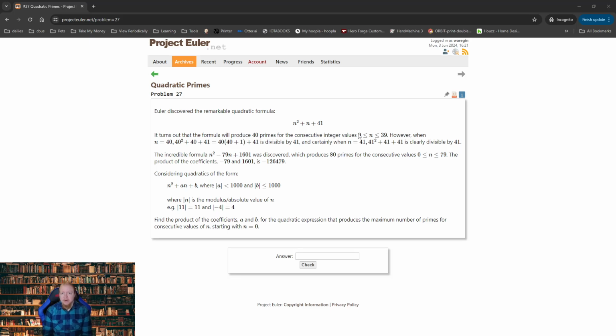Considering quadratics of the form n squared plus an plus b, where the absolute value of a is less than 1,000 and the absolute value of b is less than or equal to 1,000, where |n| is the modulus/absolute value of n. For example, |11| equals 11 and |-4| equals 4. Find the product of the coefficients a and b for the quadratic expression that produces the maximum number of primes for consecutive values of n, starting with n equals 0.